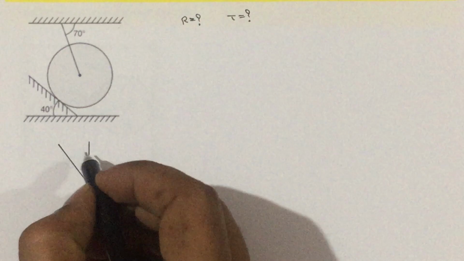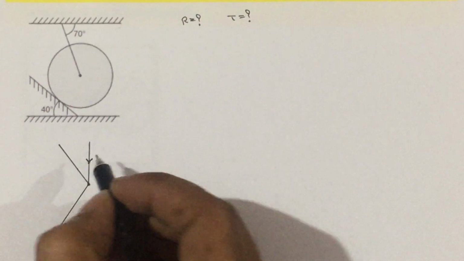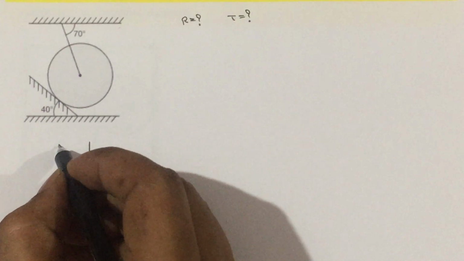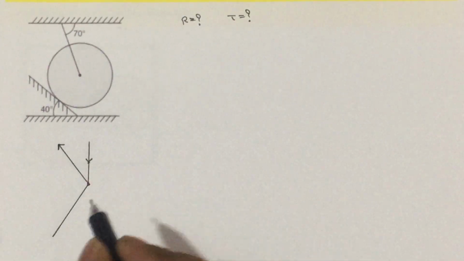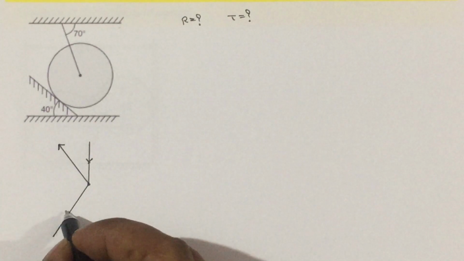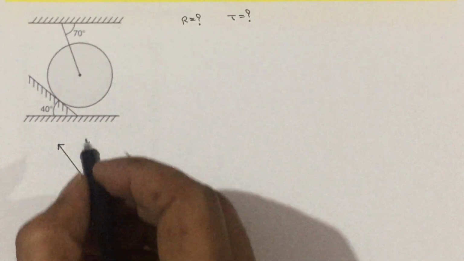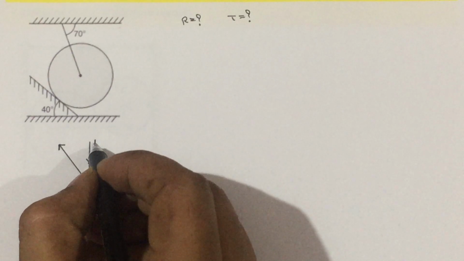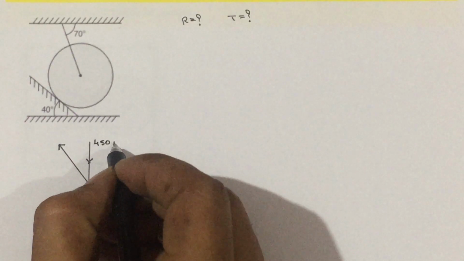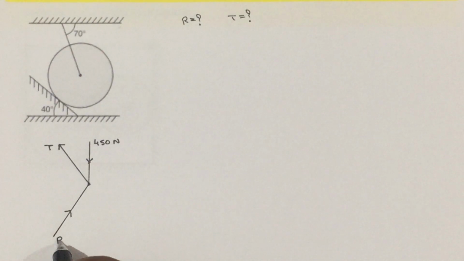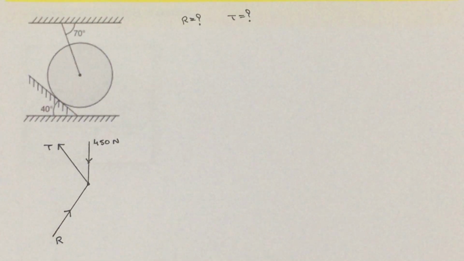Then direction, the weight always acts vertically downward. Then this one is the tension, which always acts outwards. This one is the reaction, a compression reaction, which acts inwards. Then name it. The weight of the ball is given as 450 Newton. This one will be the tension T. This will be the reaction R.